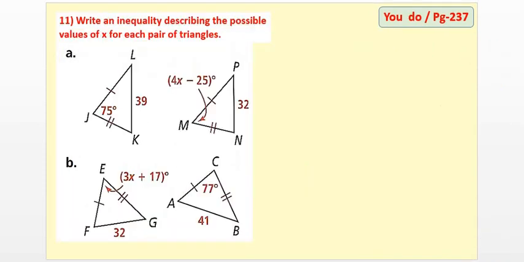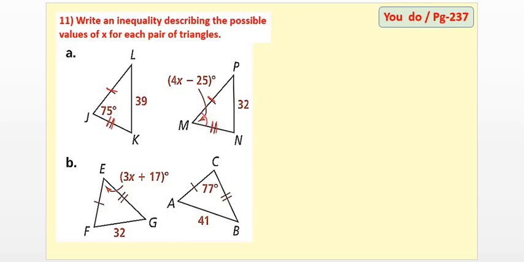Here is the next question, question number 11. It says write an inequality describing the possible values of x for each pair of triangles. First I'll do one for you, and the next one I want you to solve on your own. So let's do the first one. It says this side is congruent to this one, and this side is congruent to this one. So we have a pair of congruent sides.